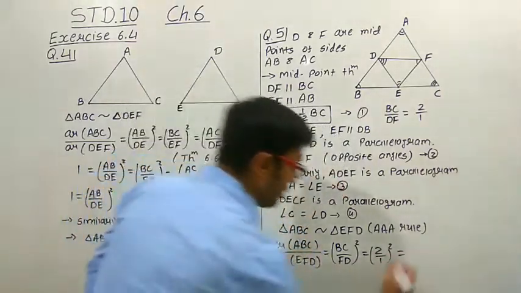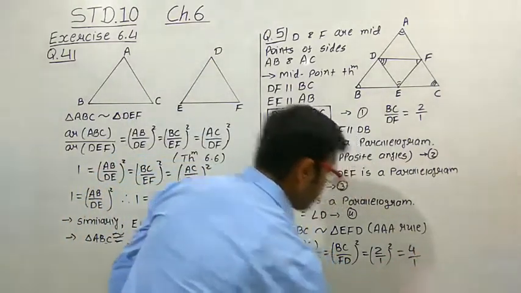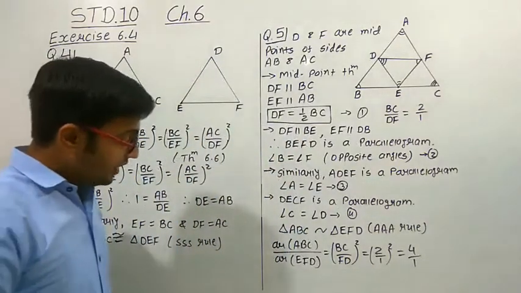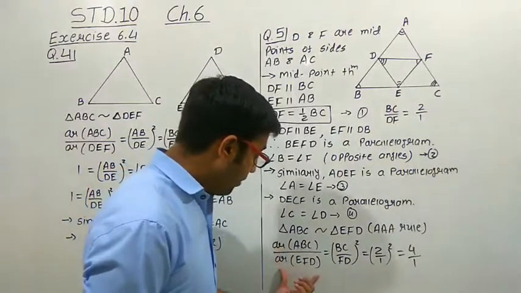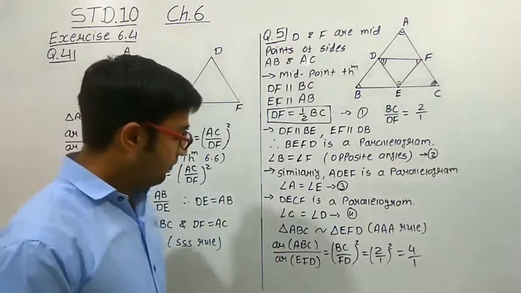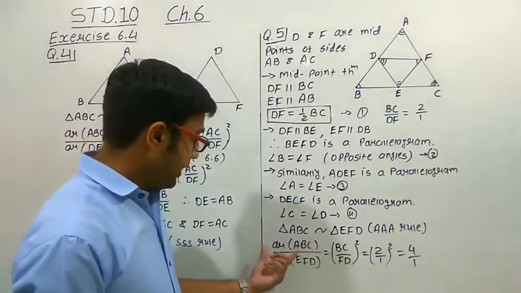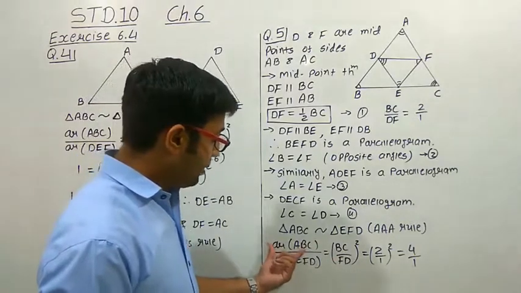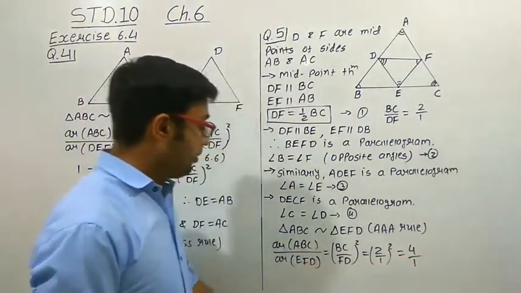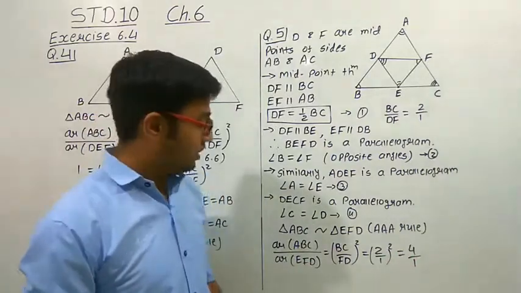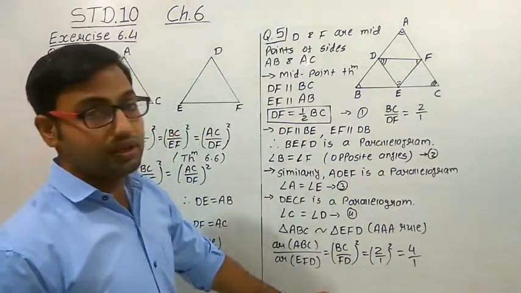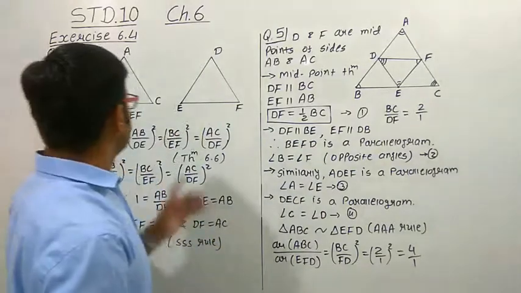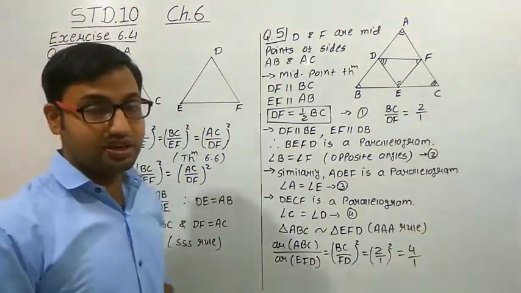And what is 2 square? 2 square is 4 and 1 square is 1. So the ratio of the area of triangle ABC to the area of EFD is 4 to 1. We can state it as the area of ABC is 4 times the area of triangle EFD. So this is how we can find the ratio of these two triangles. Okay, so this is all about this lecture. Thank you.